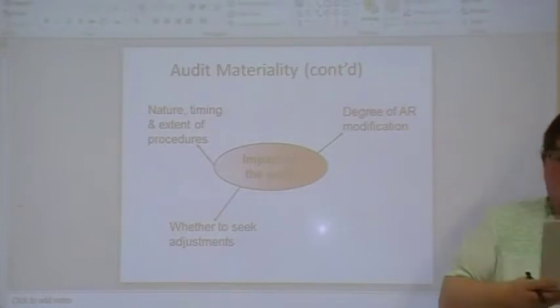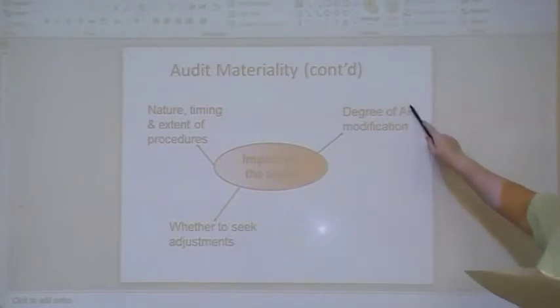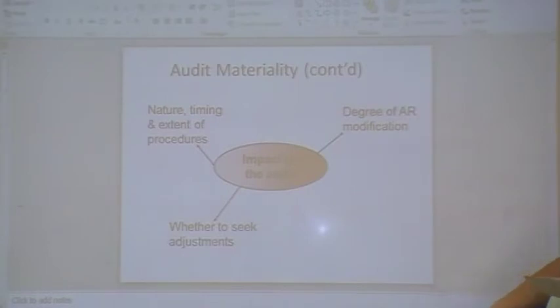So the nature, timing and extent of procedures, where you seek adjustments, and the degree of audit risk modification. That's audit risk, if you're right there. And we're going through what audit risk is now in a minute.